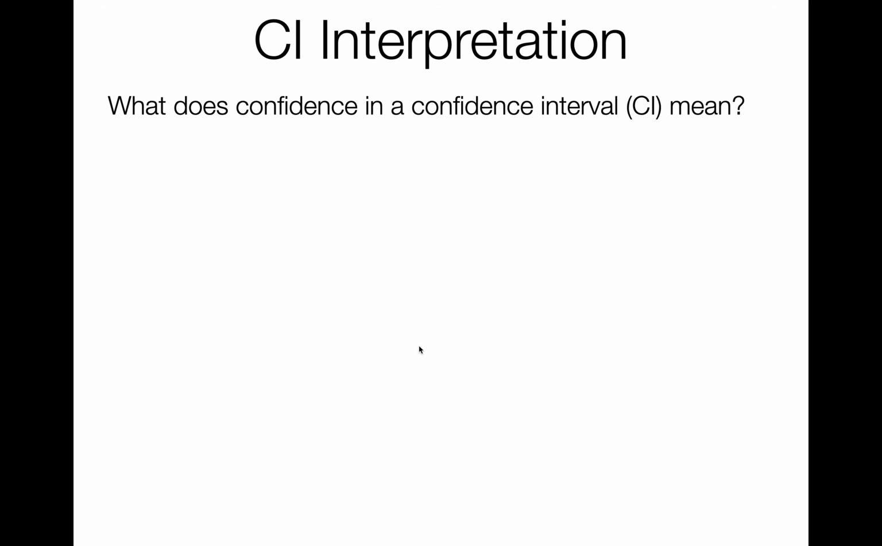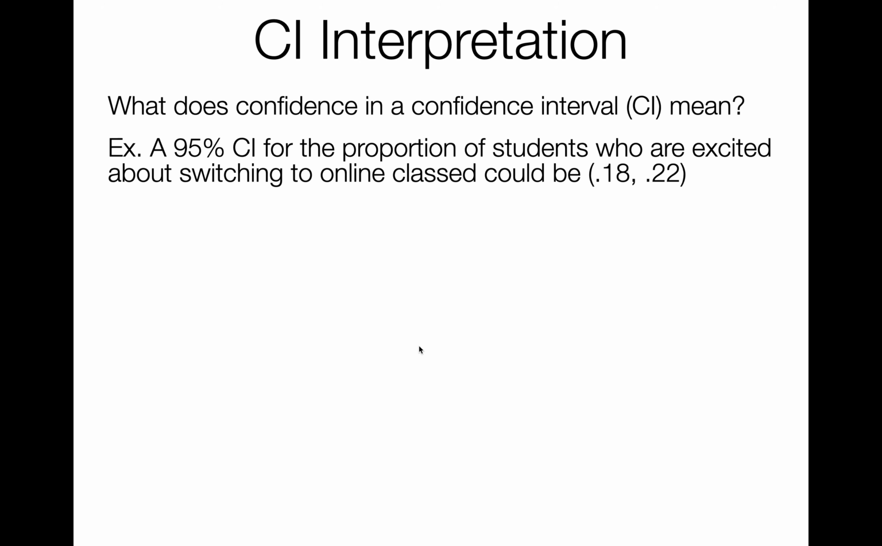Specifically, what does confidence in a confidence interval mean? I've mentioned lots of times this 95% confidence interval. What does the confidence part of that mean? For an example, I've got a 95% confidence interval for the proportion of students who are excited about switching to online classes. I took this example without thinking from my slides in the last semester, right about when we were switching to online classes. So you can imagine it was very low. The confidence interval that I got was 0.18 to 0.22. But what does that really mean in terms of the problem?